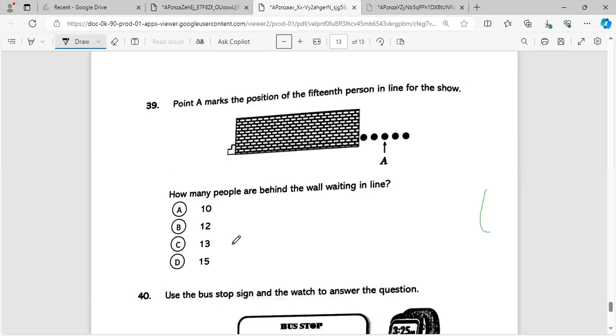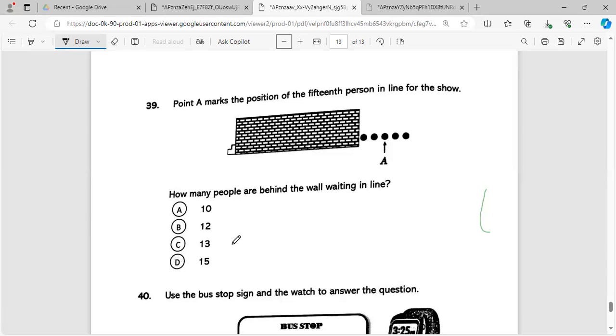39. Point A marks the position of the 15th person in the line for the show. How many people are behind the wall waiting in the line? Point A marks the position of the 15th person.